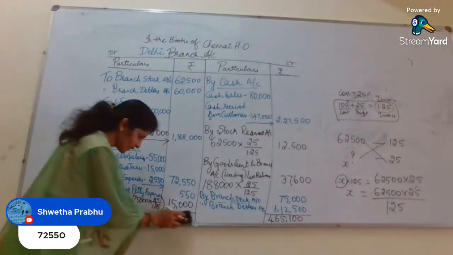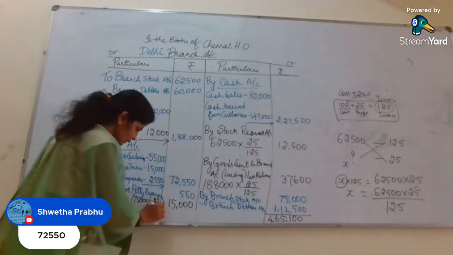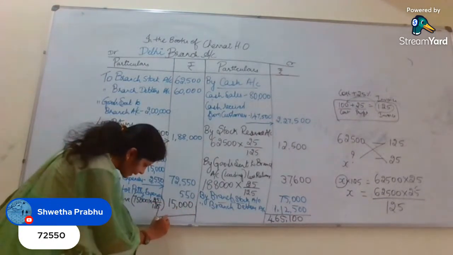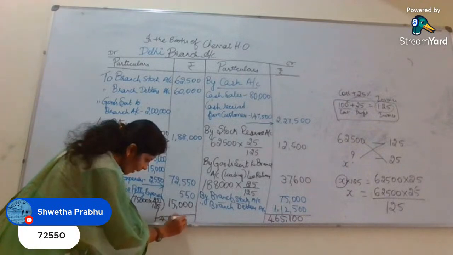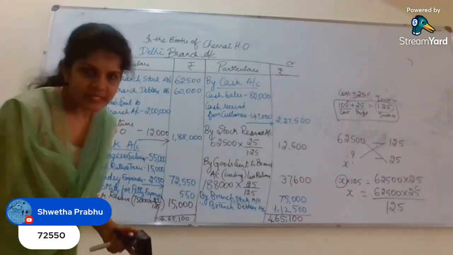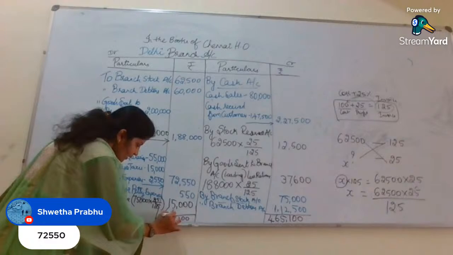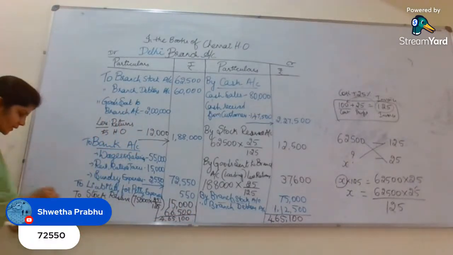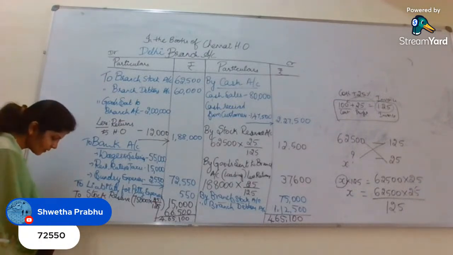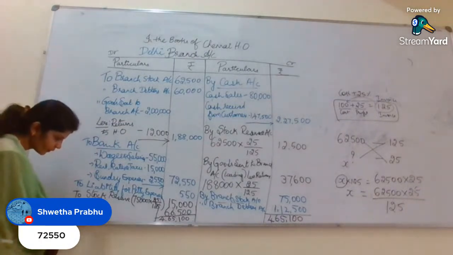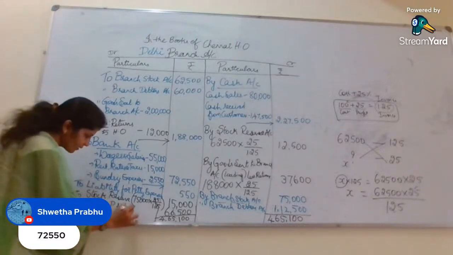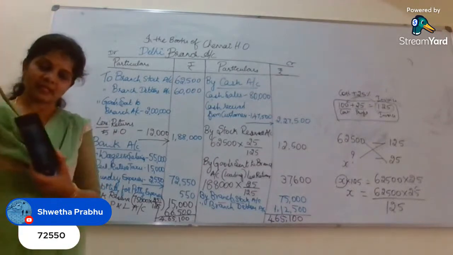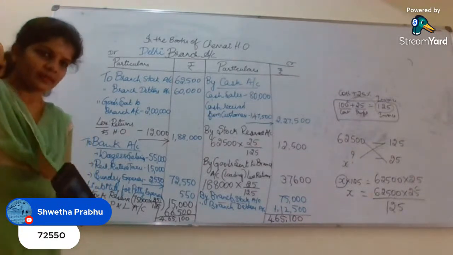There is no space. I will write it small. This is visible, correct? 4,65,100. And the difference amount is 66,500. This 66,500 will be transferred to the general profit and loss account. It is transferred to the general profit and loss account.